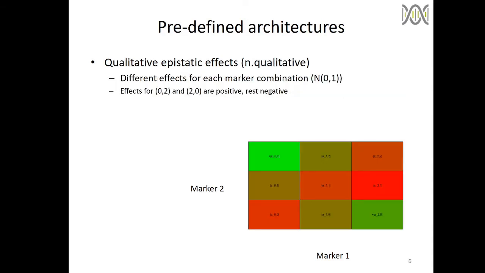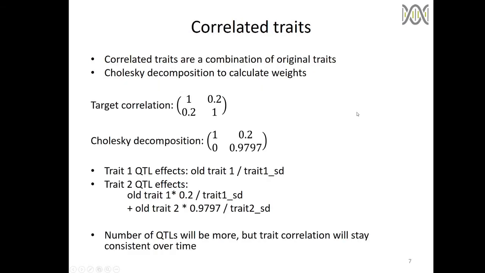Lastly, we have qualitative epistatic traits, and those are designed so that for each of the 9 possible combinations we have an independent effect drawn from a normal distribution again, with the key idea behind that in the two corners 0, 2 and 2, 0, those effects we are here taking the absolute value, and for all the other values we are taking the negative absolute value to have the positive effects in opposing corners. And those are our predefined architectures.